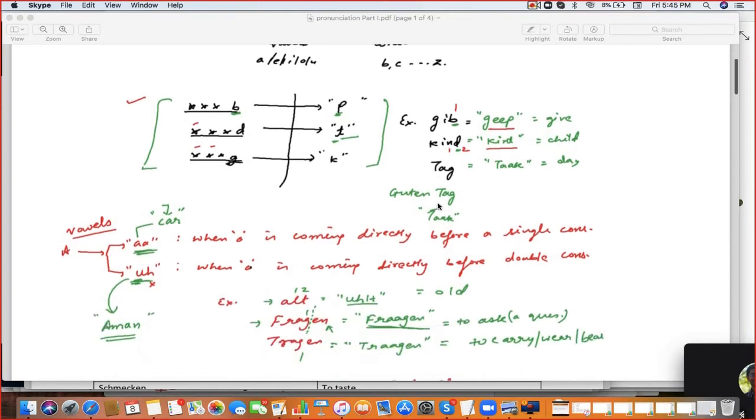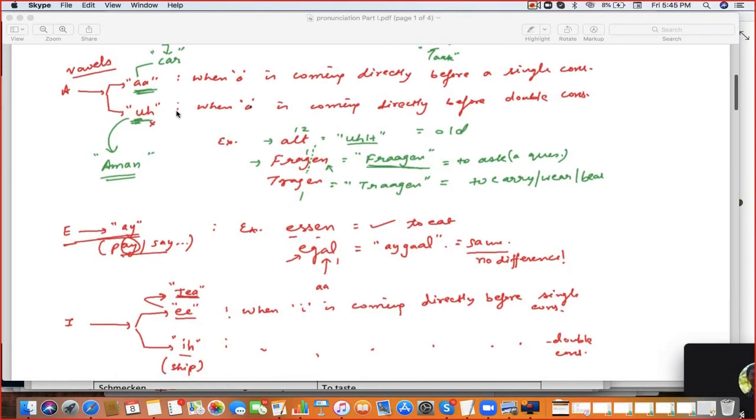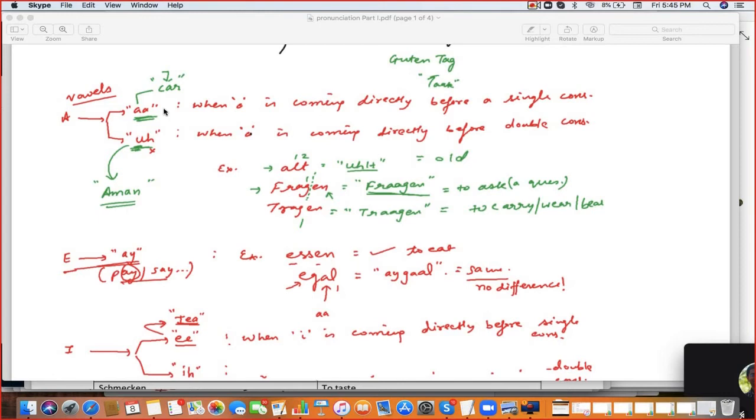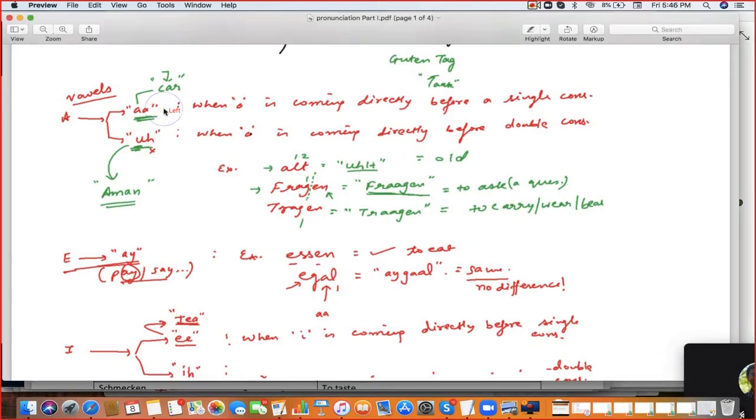Then next is A. A has two sounds, a short A and a long A. After A, if a single consonant is there, that will have the long A sound. Otherwise, it will have the short A sound.